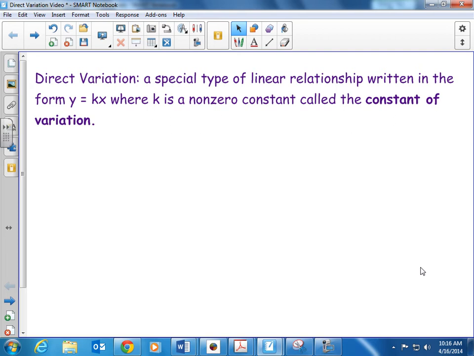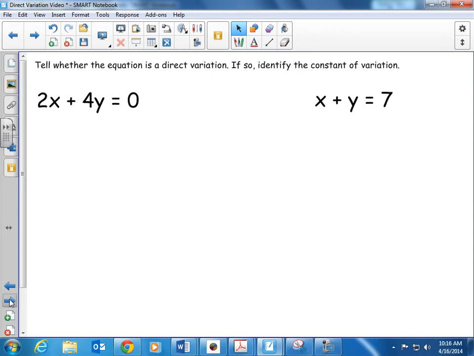Okay, so let's look at a couple examples to get a better idea of what direct variation is. We are going to look at two examples here and determine whether or not the given equation is direct variation. And if it is, we're going to identify what that k value is. So look at the equation 2x plus 4y equals 0. That's standard form of a linear equation. Let's try to get it in the form y equals kx, because if it can be written in that form, it is direct variation. So I need to get my y alone.